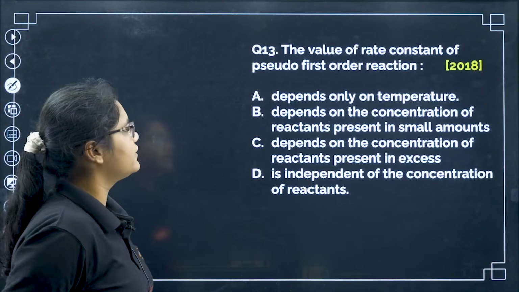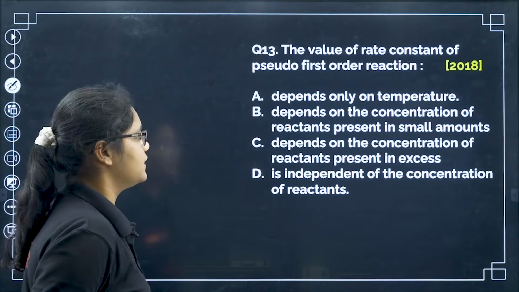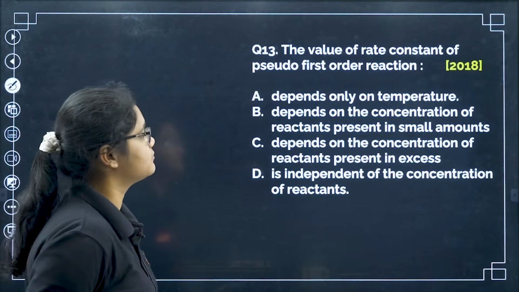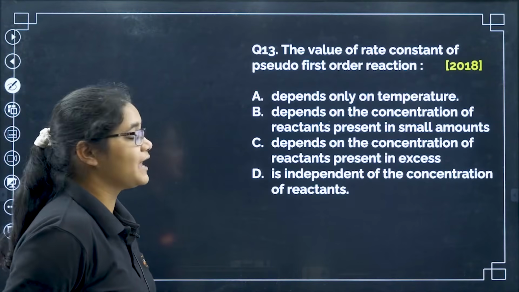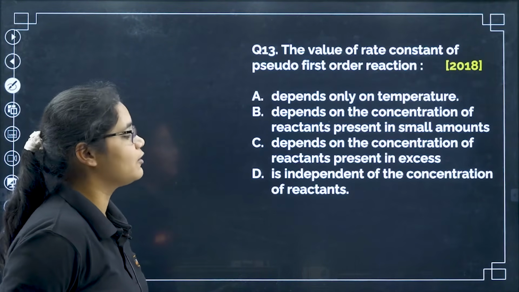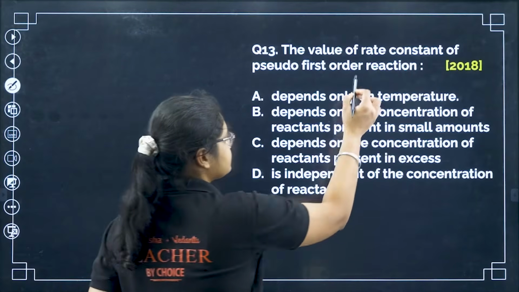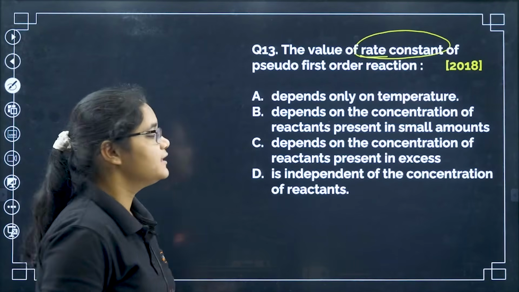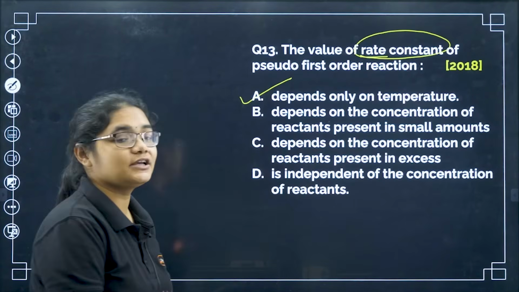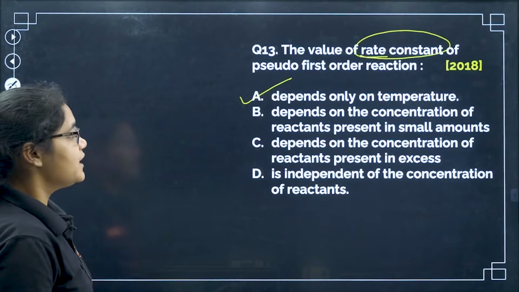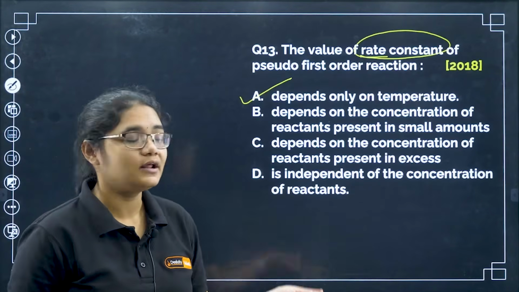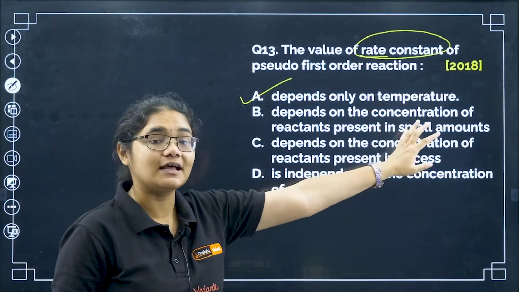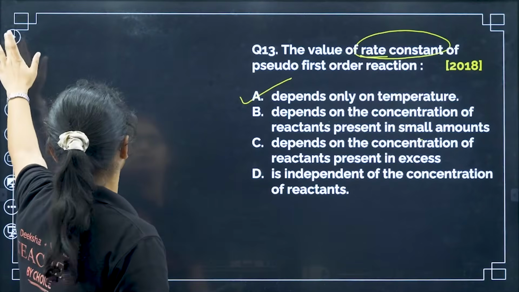Next, the value of the rate constant for pseudo first order reaction depends only on the temperature, depends on the concentration of the reactants present in small amount, depends on the concentration of reactants present in excess amount, or is independent of the concentration of the reactant. See, rate constant always depends on the temperature. Okay, so that is why it depends only on temperature. Option number A is the correct answer. If the question would have asked what the rate depends on, then the rate depends on the concentration of the reactant present in small amount. Okay, but here it is asking for rate constant, so that is why option number A.